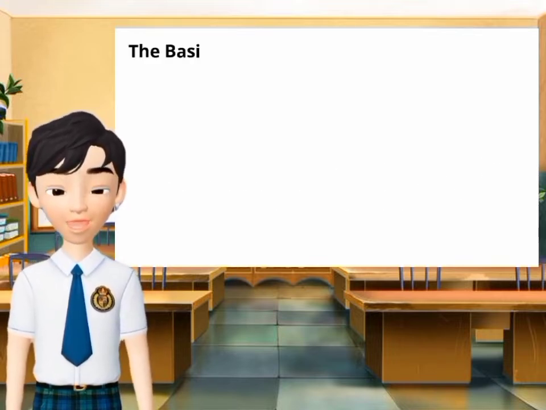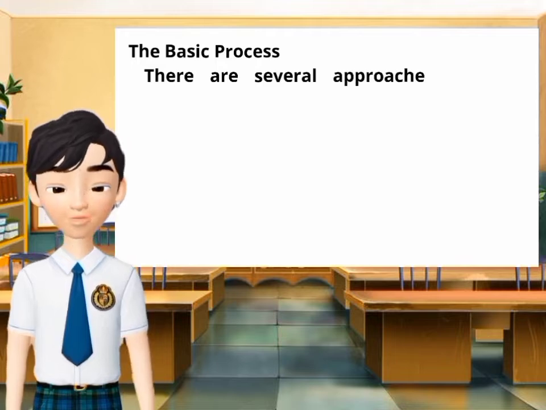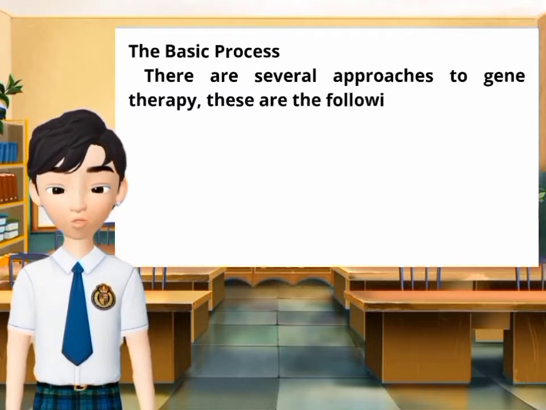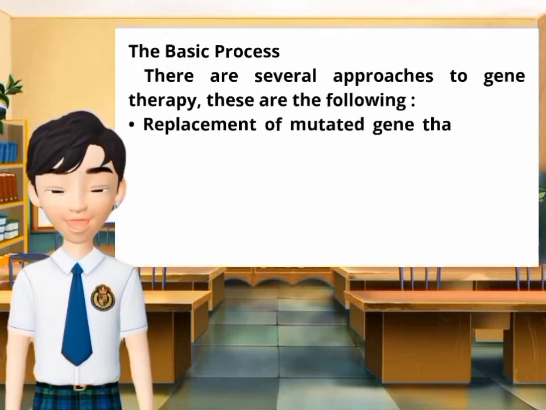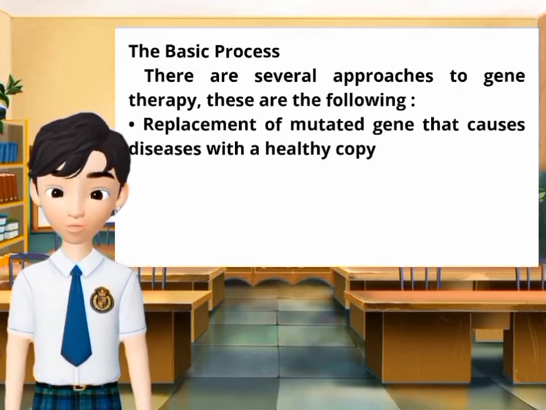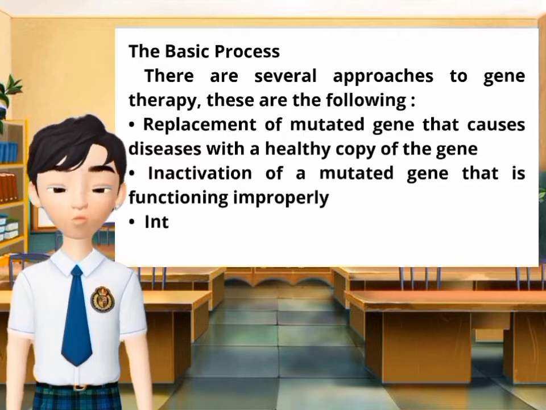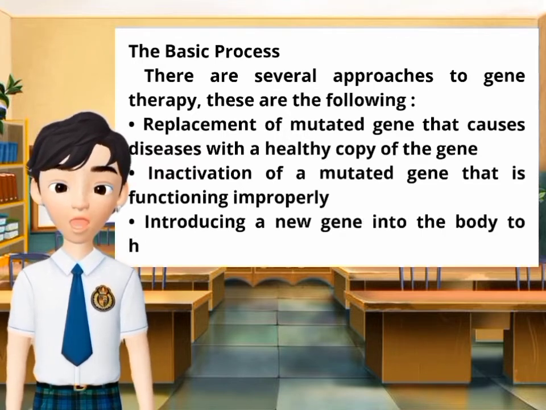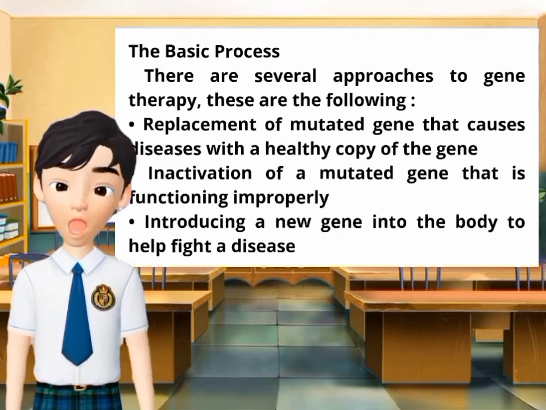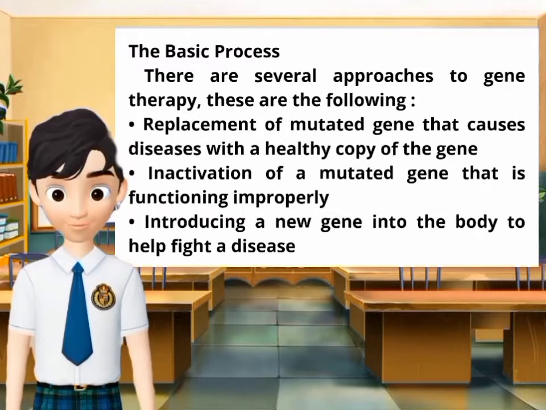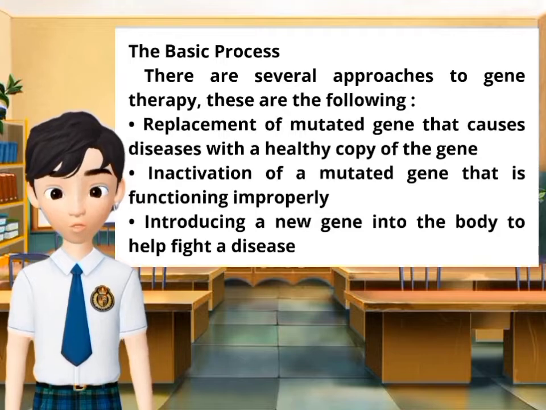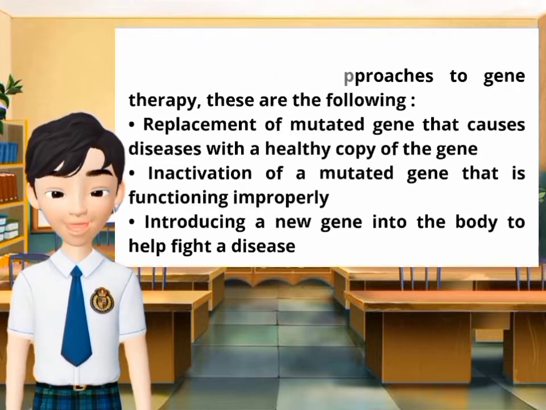So next is the basic process. There are several approaches to gene therapy. These are the following, according to Fleisler 2017. First is the replacement of a mutated gene that causes disease with a healthy copy of the gene. Second, inactivation of a mutated gene that is functioning improperly. And the last, introducing a new gene into the body to help fight a disease.